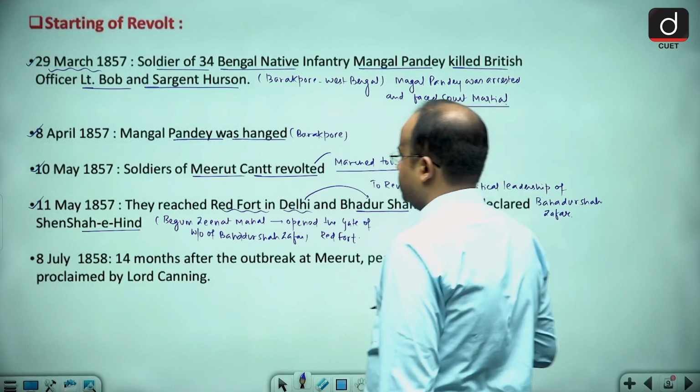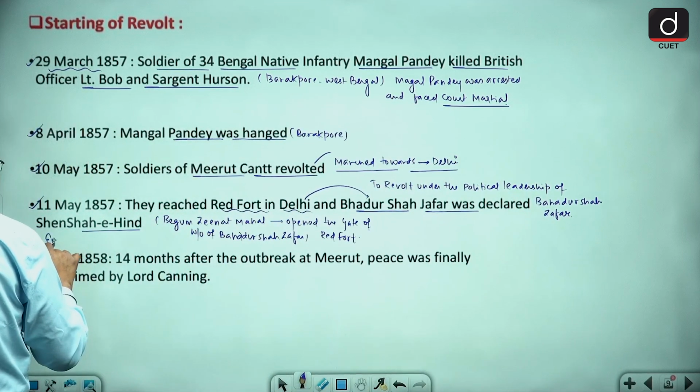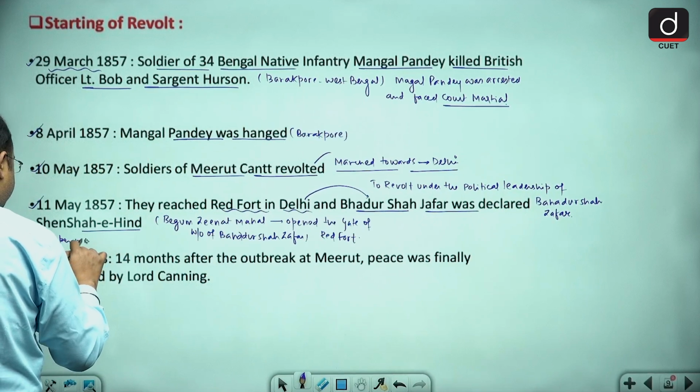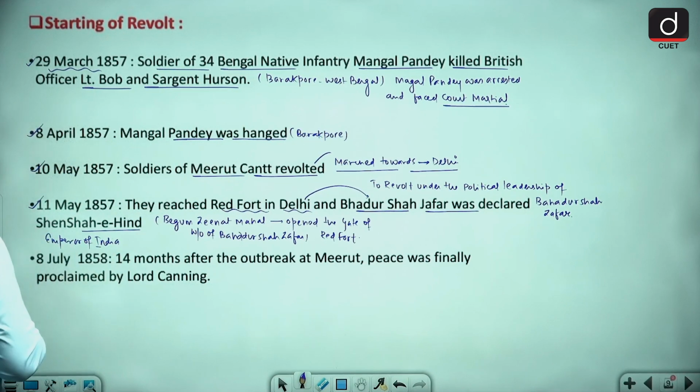Bahadur Shah Zafar, guys, was declared Shahenshah-e-Hind. Shahenshah-e-Hind means Emperor of India.